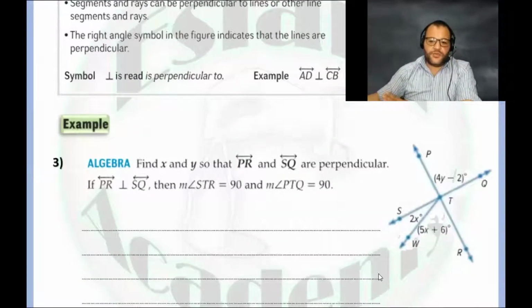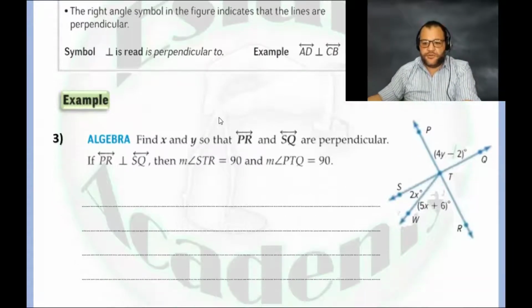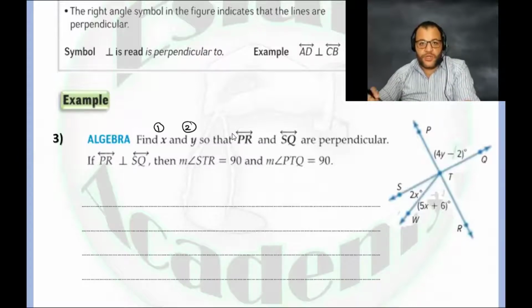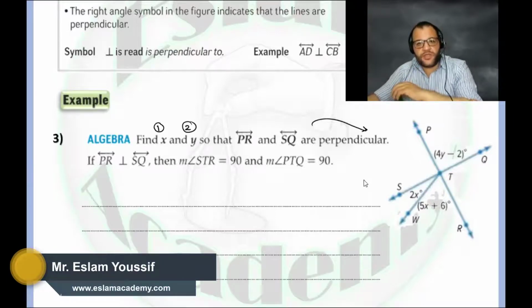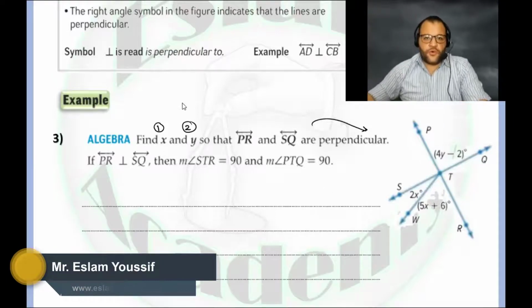Any problem for this one? Okay. The question that we have, we need to find the value of x and y. When you want to solve any question, first find what you need to solve, then use the given and put it on the graph. That's all for the geometry.